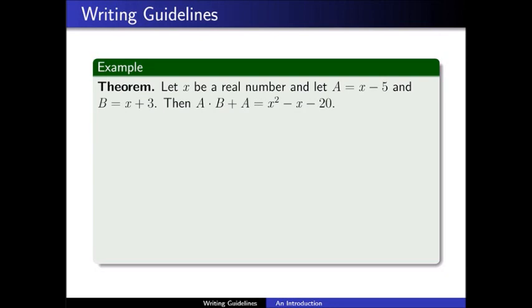Now let's look at a more specific example that takes all of these guidelines into consideration. This theorem states: let x be a real number and let a equal x minus 5. Let b equal x plus 3, and we want to prove that a times (b plus a) is equal to x squared minus x minus 20.